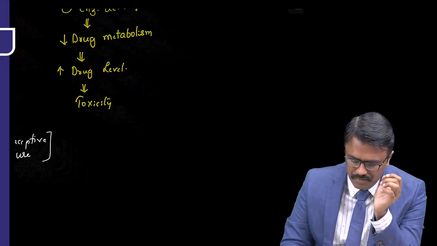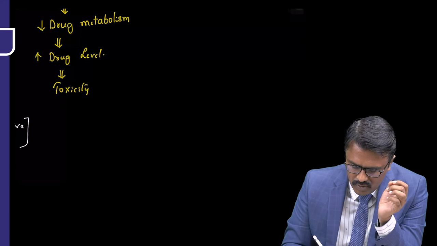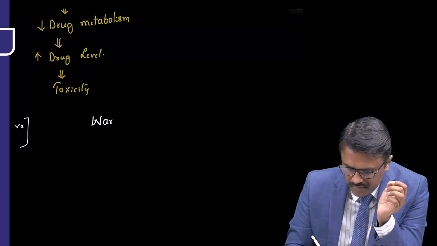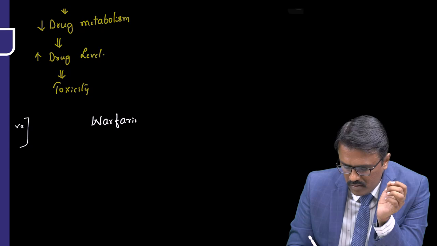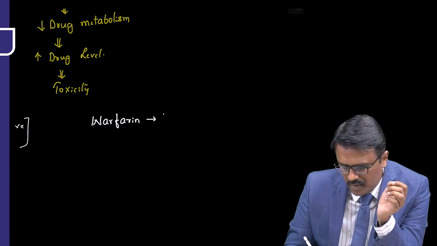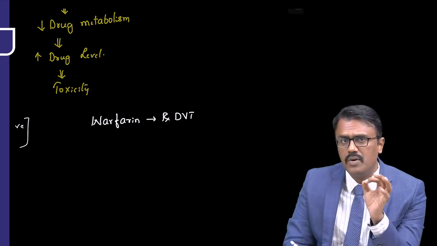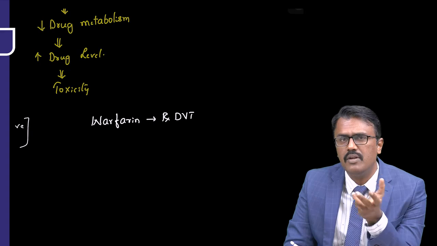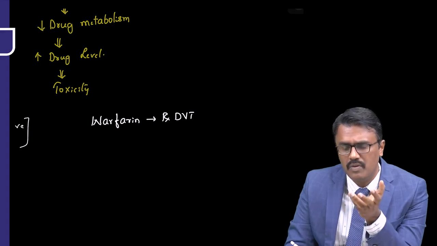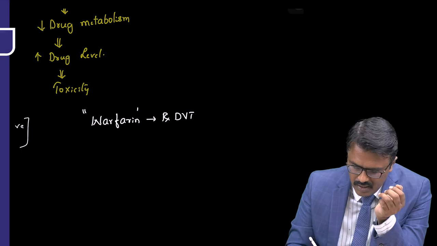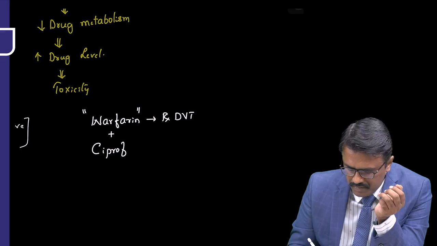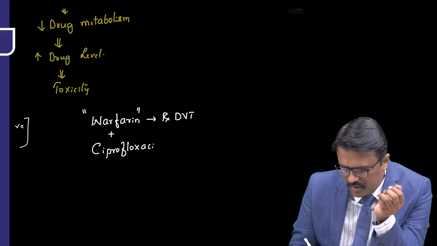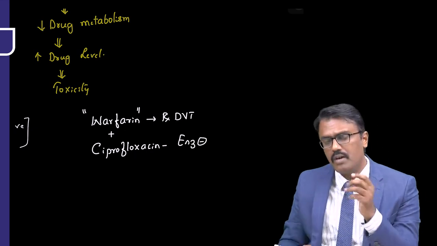Classical example I will give you. There is an anticoagulant called warfarin. We use it to prevent deep vein thrombosis. We use it to prevent clot formation. Deep vein thrombosis means there is a formation of clot. To prevent that, we use warfarin. Now, if for this patient I add a drug called ciprofloxacin, ciprofloxacin is an enzyme inhibitor. Now, what happens to warfarin?